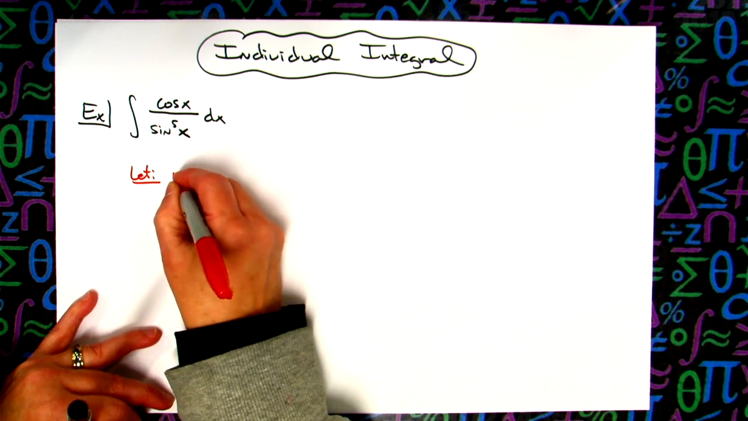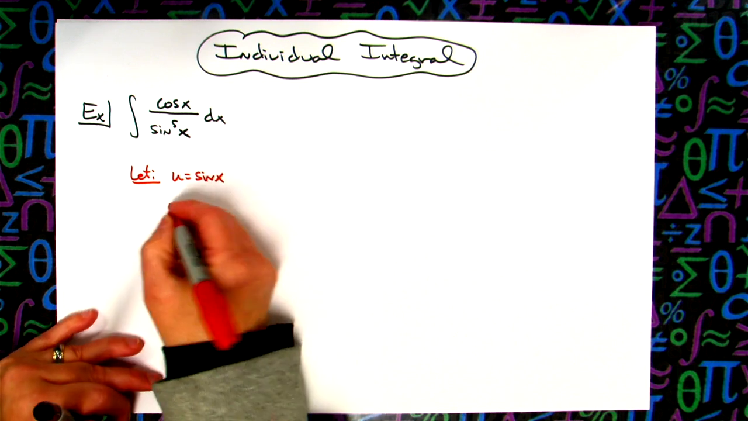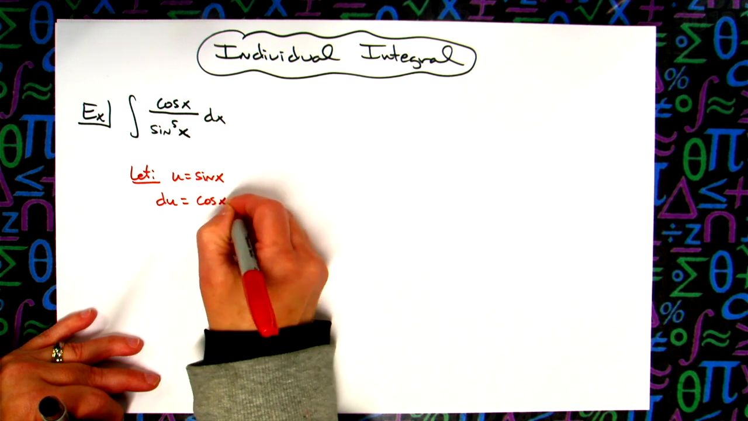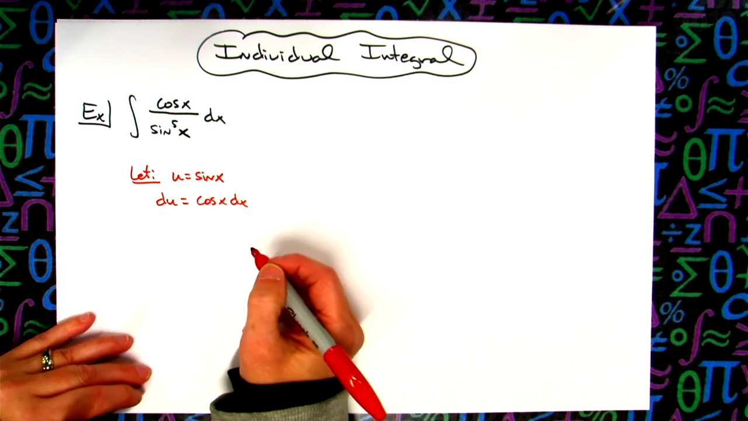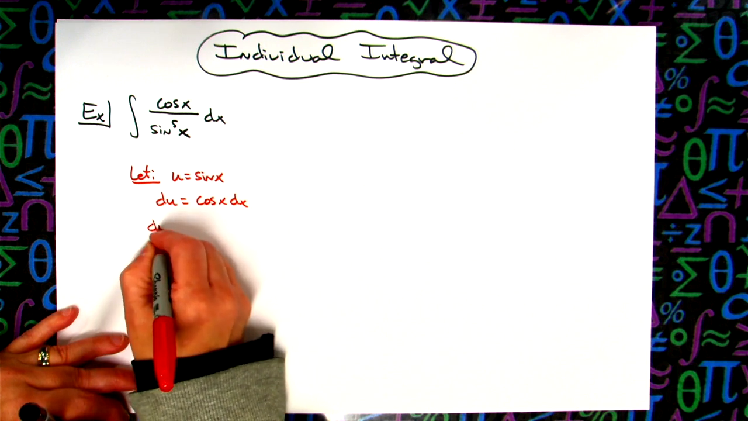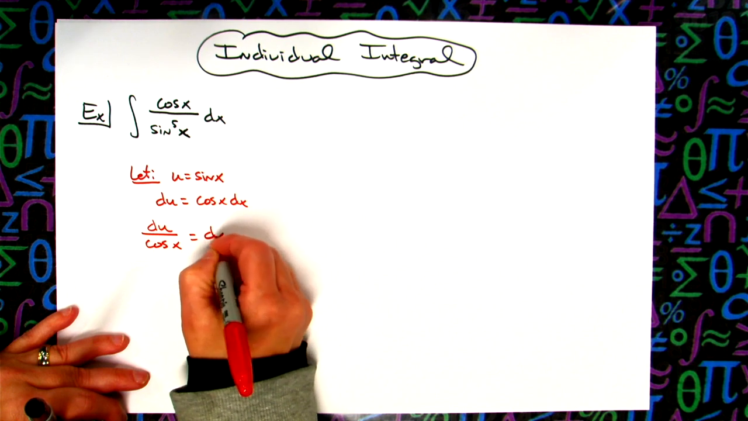So we're going to let u equal the sine of x. We're going to take the derivative of both sides, so we'll have du is equal to cosine x dx. Going ahead and solving all the way down for that dx, we'll divide both sides of the equation by cosine x. So we'll have du over cosine x is equal to dx.